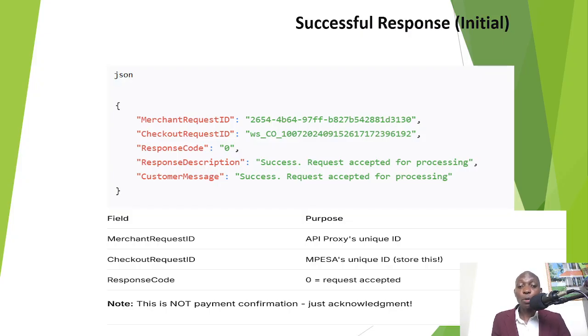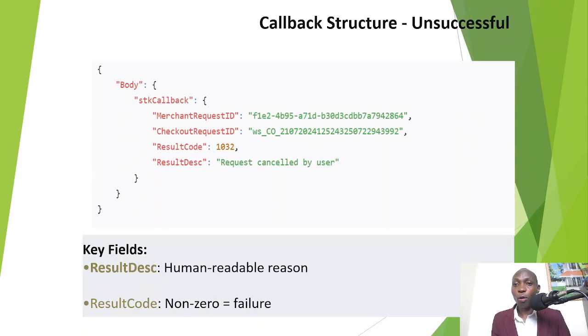You have response code 0 meaning request accepted. This is not a payment confirmation. This is just an acknowledgement. Let us look at callback structure. This is the structure of the callback. And callback is basically a result of your M-PESA transaction. It can either succeed or fail.